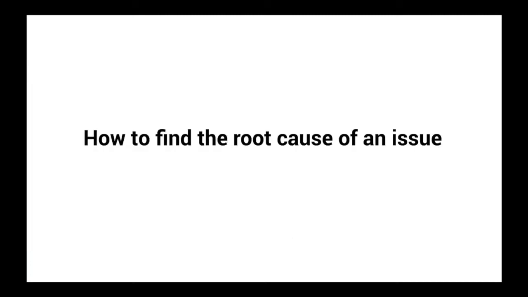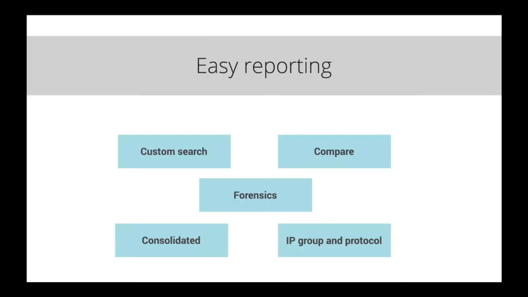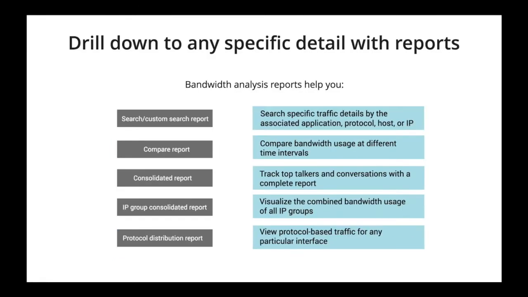The next question is how to find the root cause of an issue and prevent it from future occurrence. We have easy reporting options available in NetFlow Analyzer with which you can track down any source of the problem and see what has caused this particular issue. The various reporting options available in NetFlow Analyzer are custom reports, compare reports, consolidated reports, IP group reports, protocol reports, and forensic reports. These reports are available for different criteria and you can drill down to any specific details with the help of reports.